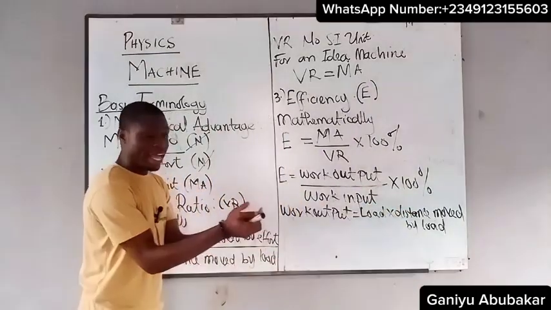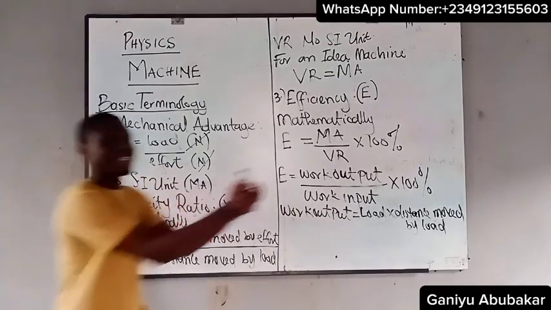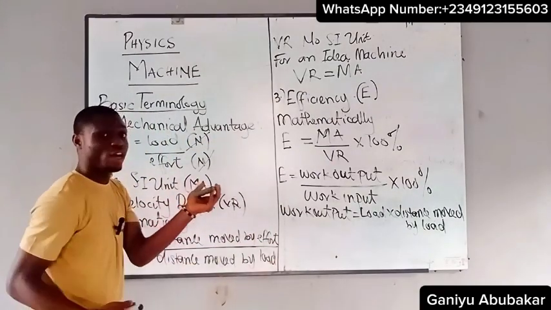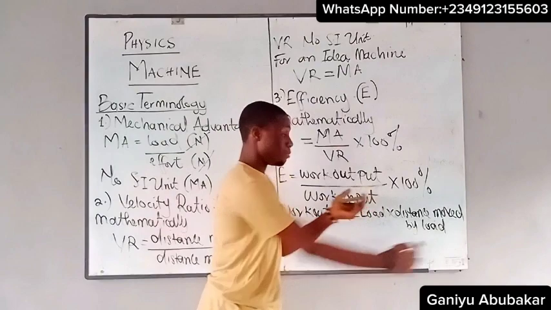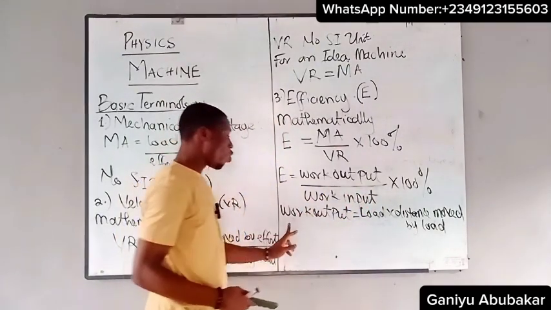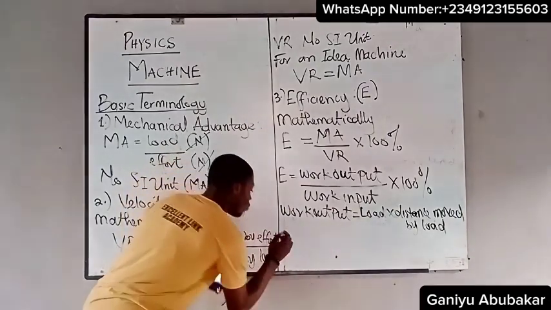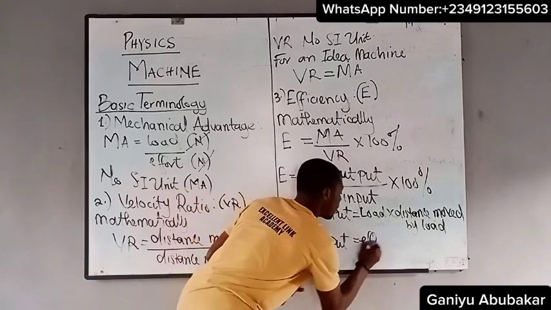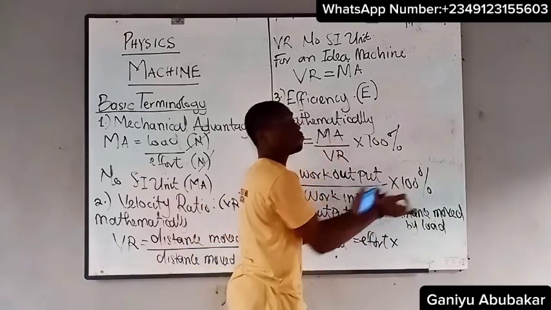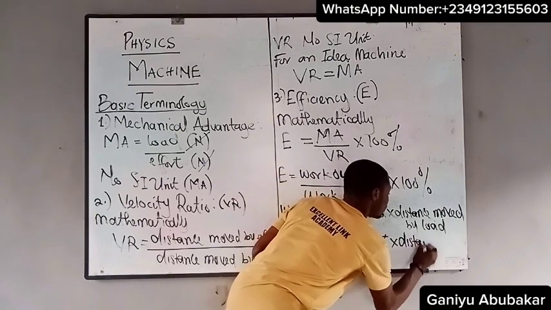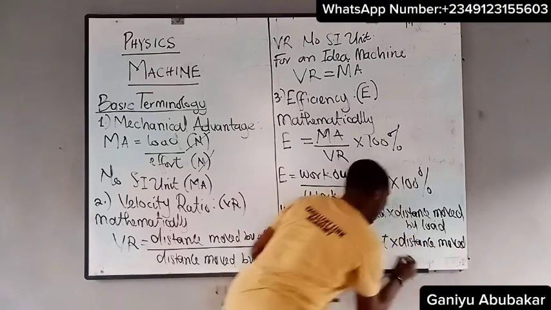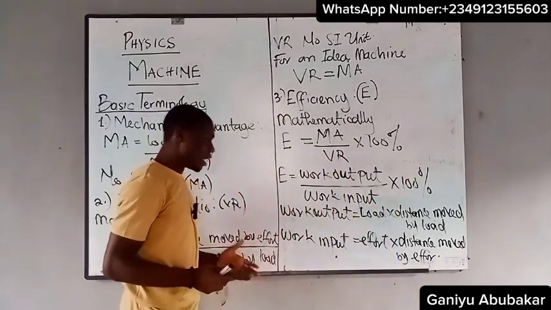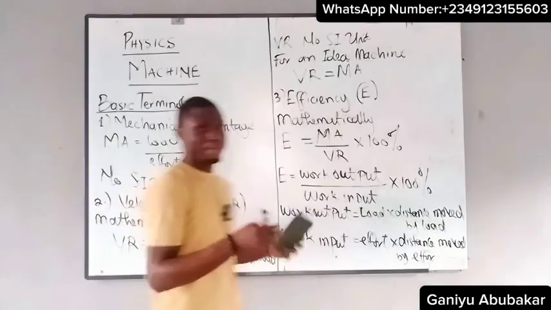So if I have a load here and I push the load a particular distance, to get the work output, I'll multiply the weight of the load and the distance traveled by that load. That becomes how to calculate your work output. For your work input, work input becomes your effort times distance moved by effort. This becomes your mathematical expression and what you need to know basically for a machine, right?